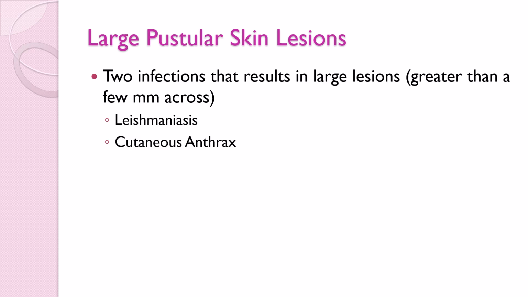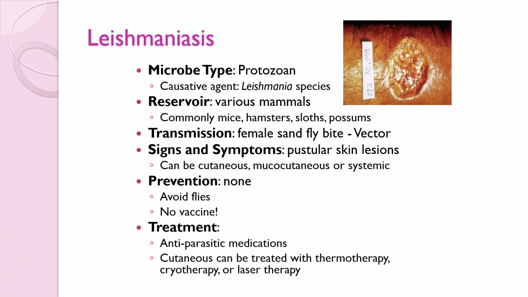Moving on to large pustular skin lesions, we have 2 of them that we're going to talk about, leishmaniasis and cutaneous anthrax. Leishmaniasis is going to be our first protozoan condition that we're going to talk about. The causative agent is Leishmania species. That's all I want you to know.